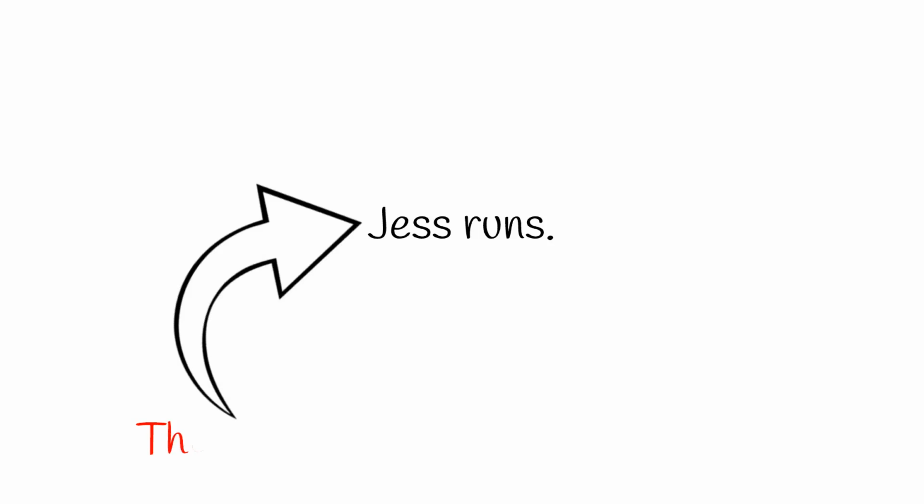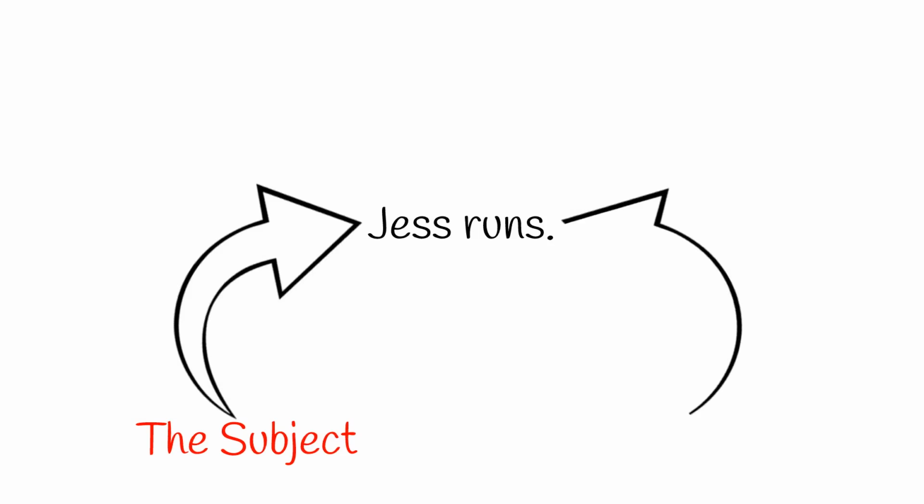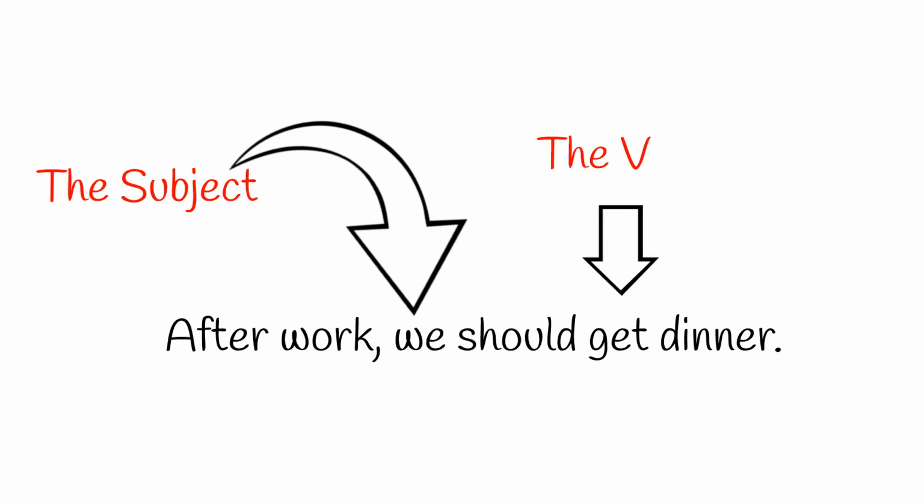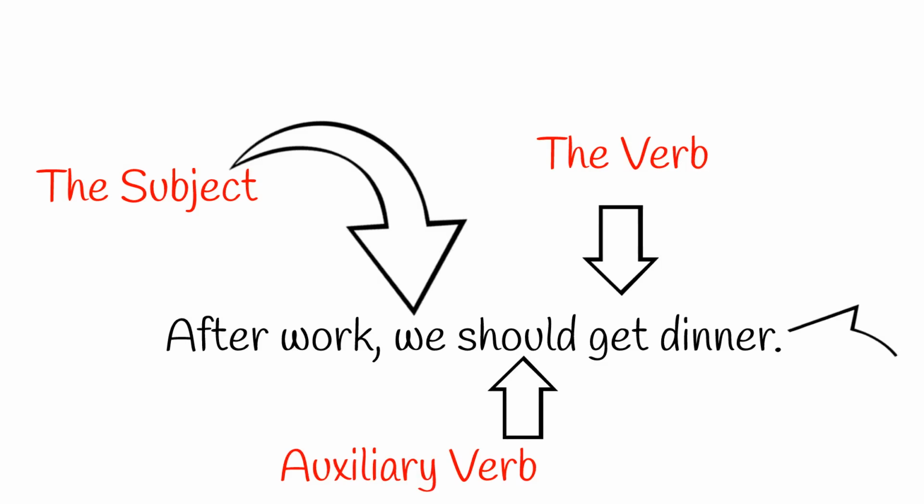In the second example, we have one of the most basic sentences you can have, just a subject and a verb. Jess is the subject and runs is the verb. Nothing more, nothing less. In the third example, the subject is we. Get is the action coupled with the auxiliary verb should. And lastly, dinner is the object.